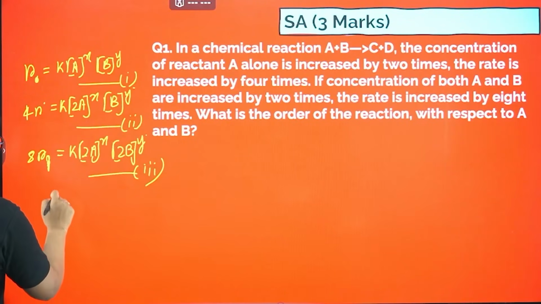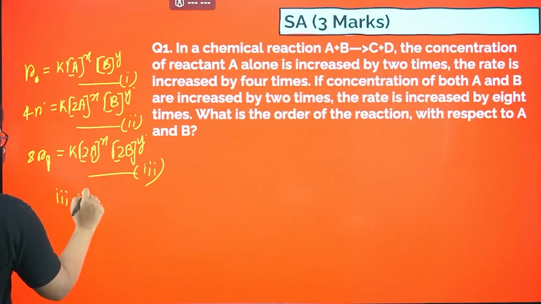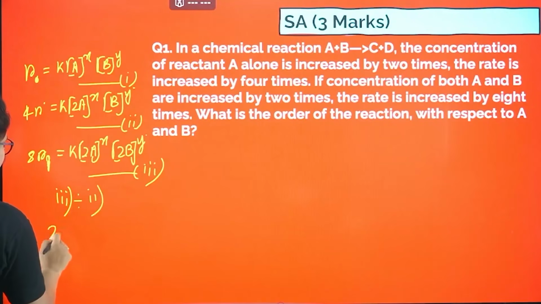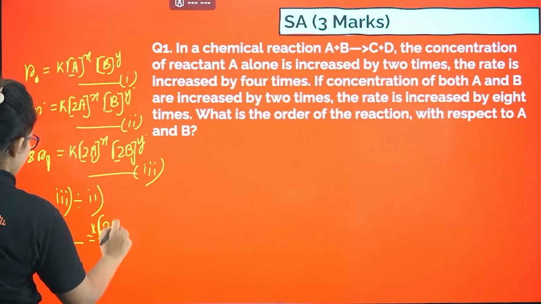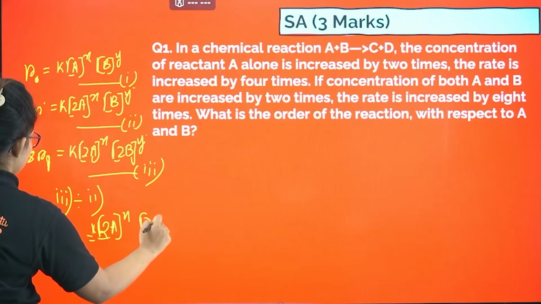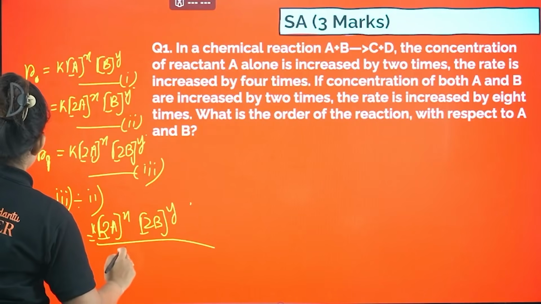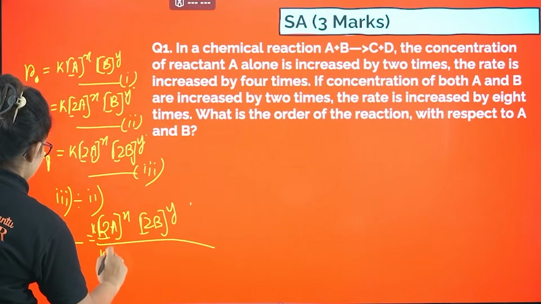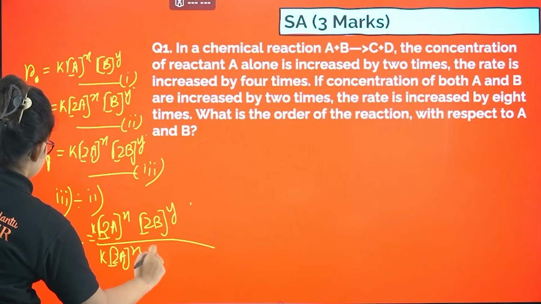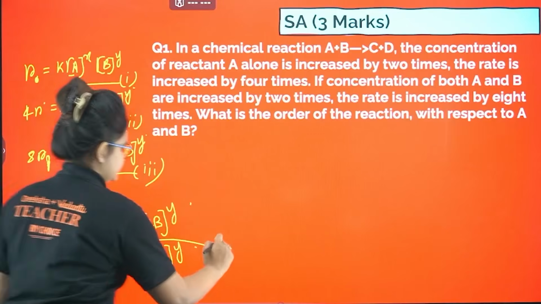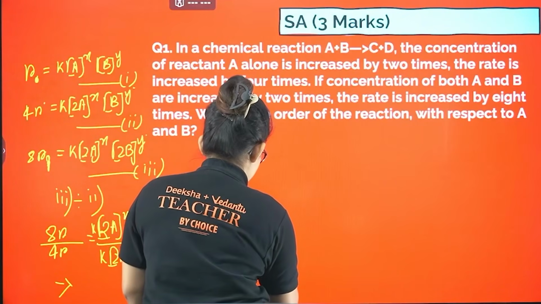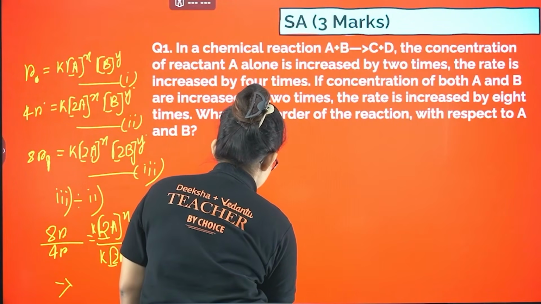So what I can do is 3 divided by 2. Here 8R divided by 4R is going to be K into 2A power X into 2B power Y divided by K into 2A power X into B power Y, right? From here what you can get is 2 equals 2 power Y. From here I can get Y equals 1.